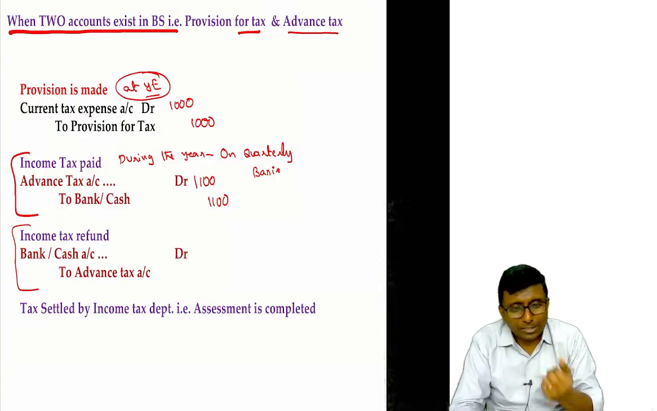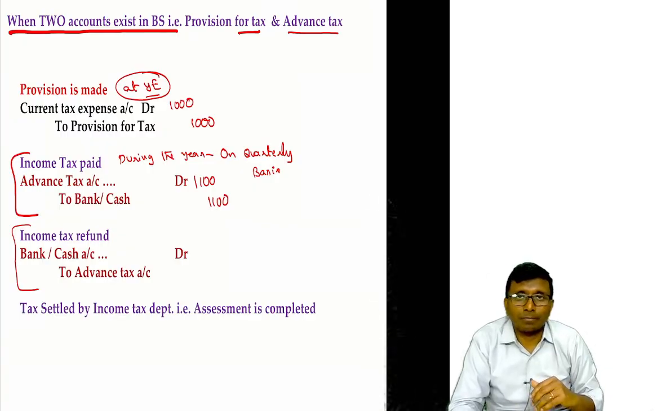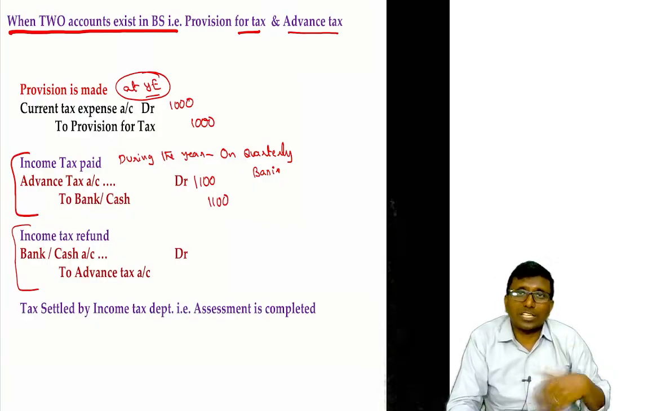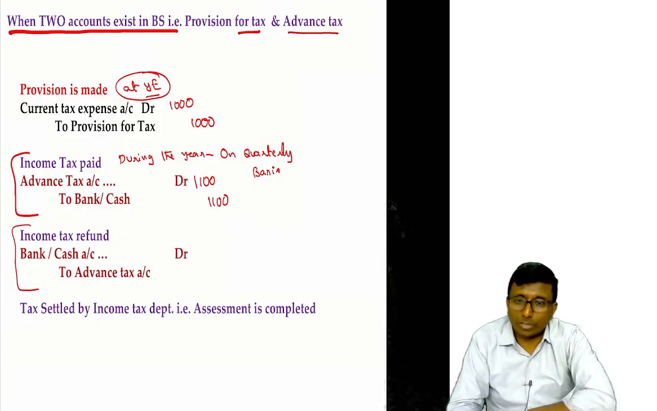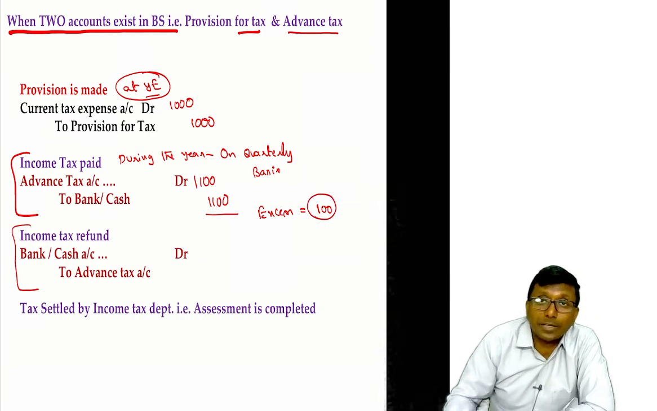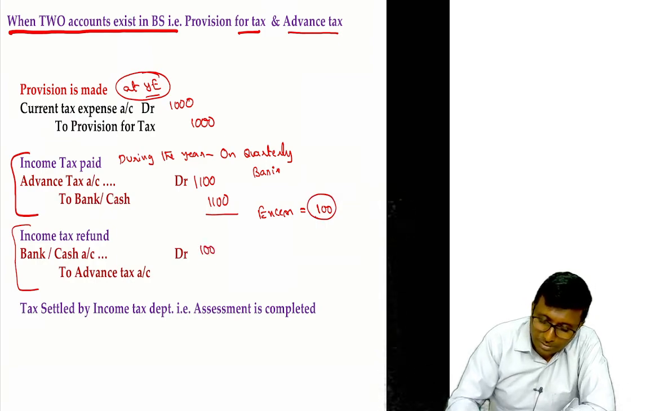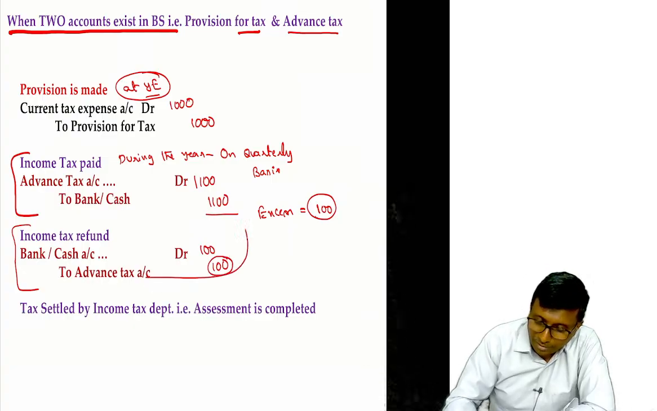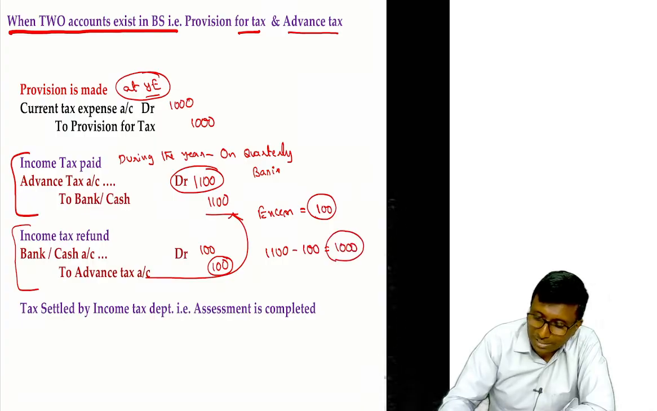If you have paid less, you have to make a payment in March. If you have paid more, then you should request the government, boss, I paid more, so please get my money back. Yes, they will give you. Nothing to worry. So 100 rupees excess paid, and 100 rupees will come back. Advance tax initially was 1100, and again 100 rupees is reduced, so 1000 rupees is the balance.